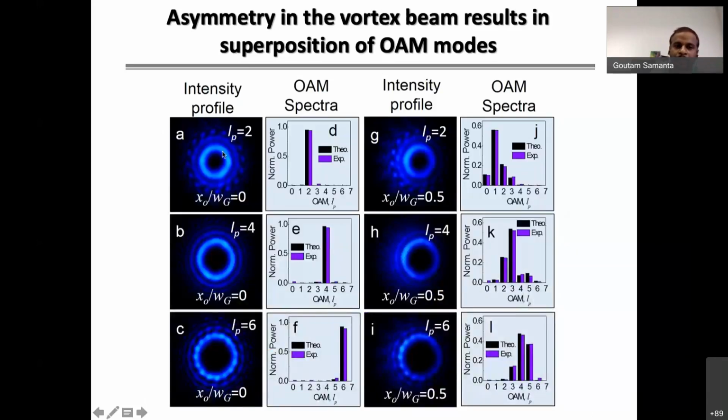So for the pump, we have measured. When you have exactly order 2, then the OAM spectrum shows order 2. When order 4, the OAM spectrum is 4, or when order 6, the OAM spectrum is 6. That is what we expect. So it's a pure OAM mode.